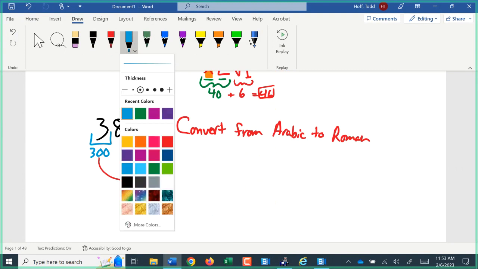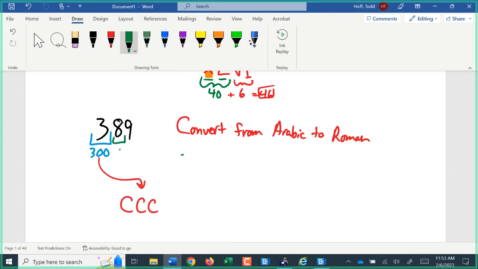Well, next we have the 8, which represents 80. To represent 80 in the Roman numerals, it would be 50 plus 10 plus 10 plus 10. So 50 would be L, and X, X, X. Notice that's allowed because there's no more than 3 of the same digit in a row. We have 3 C's in a row, that's fine, we just can't have a 4th one. We have 3 X's in a row, again, that's fine, we just can't have a 4th one in a row.